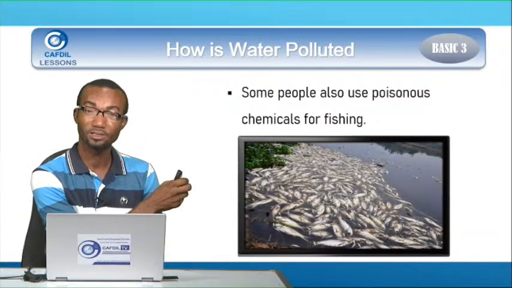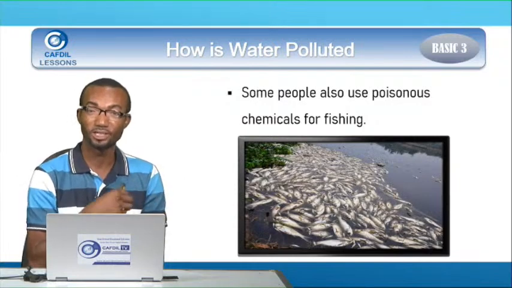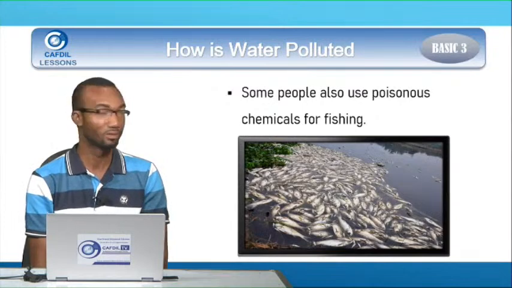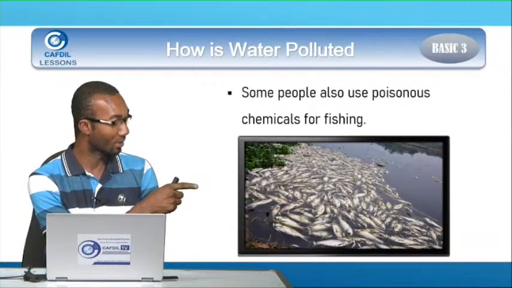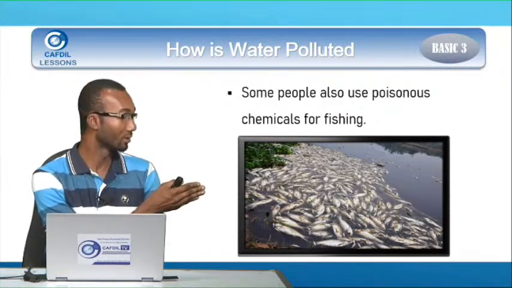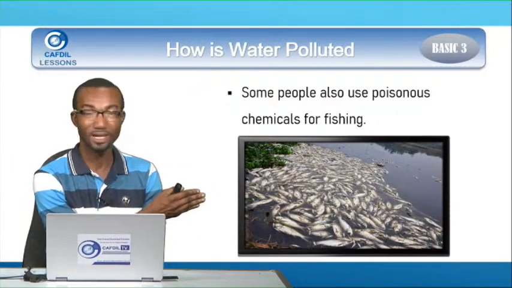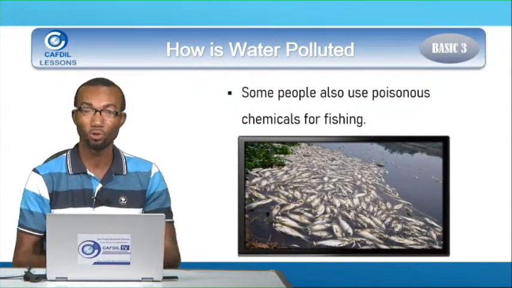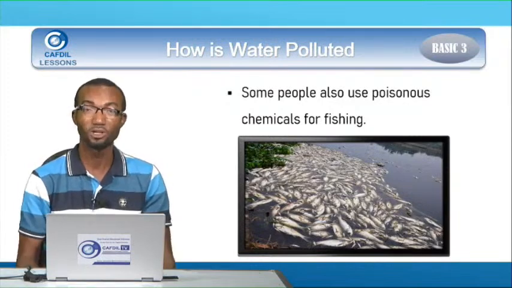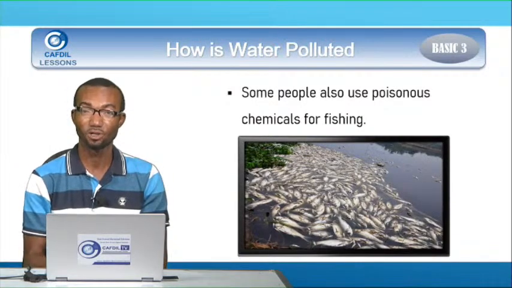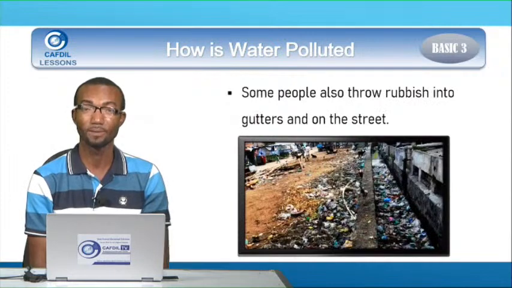And the chemicals are not even good for your body, and they also get into the water bodies. You see, when the chemicals entered into the water body, look at what it did to the fish. They are all dead. All the fishes here are dead. They are not alive. In the same way, when that chemical gets into your body, you also fall sick and you may also die. So some of these poisonous chemicals used for fishing also pollute our water.